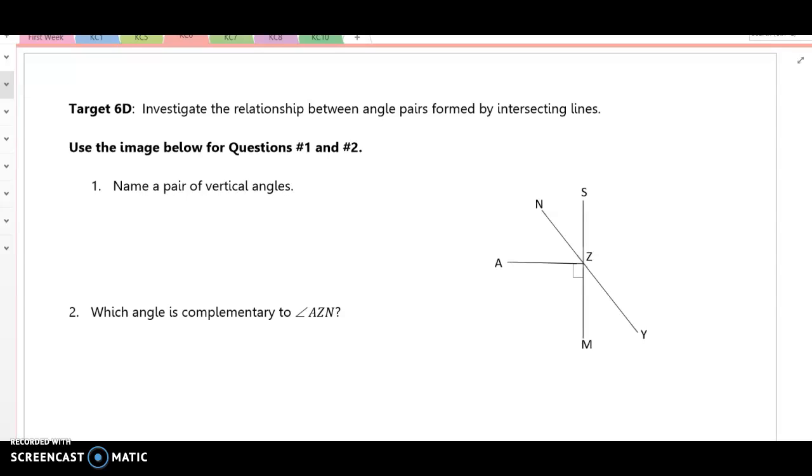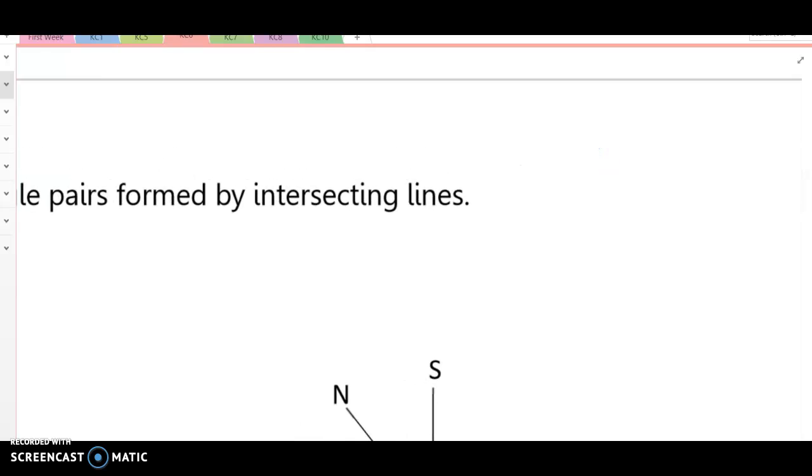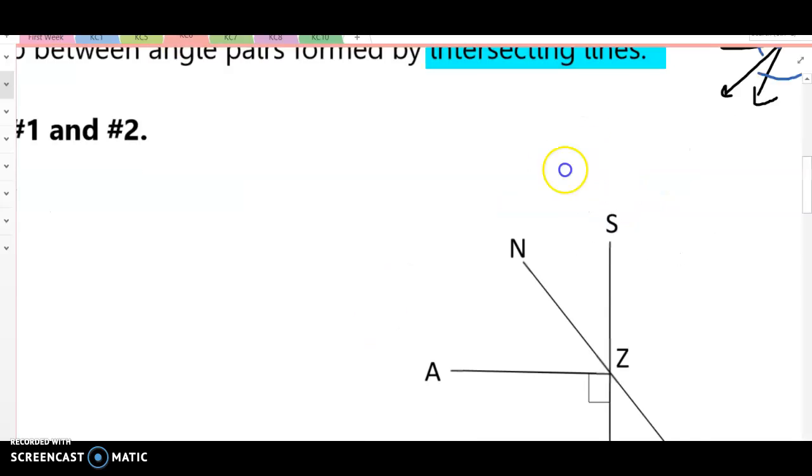All right, today we are entering the last target of Unit 6, Target 6D. Investigate the relationship between angle pairs formed by intersecting lines. When we are thinking about intersecting lines, this word means you have two lines that intersect each other, or more. It just means you have lines that are intersecting each other. And when it says angle pairs, it's like, how do we see the relationship between all the angles that we have going on here, okay?